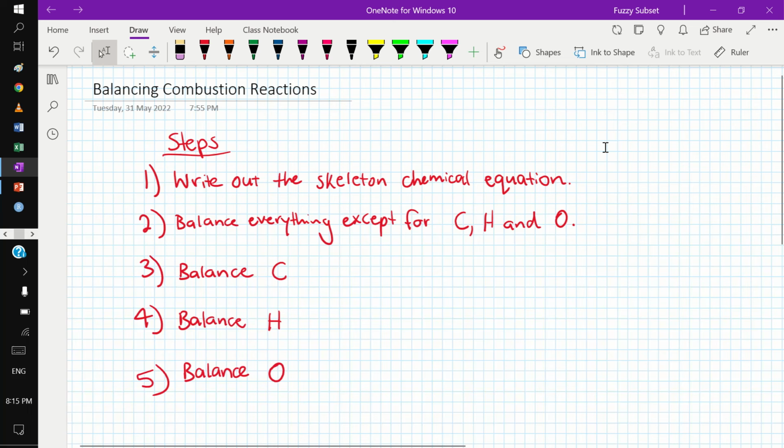So in this subset, we are going to look at balancing combustion reactions, and specifically balancing combustion reactions of hydrocarbons. So let's go through the steps first, and then we'll have a look at some examples.